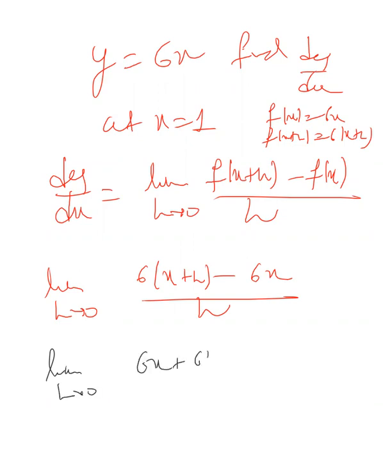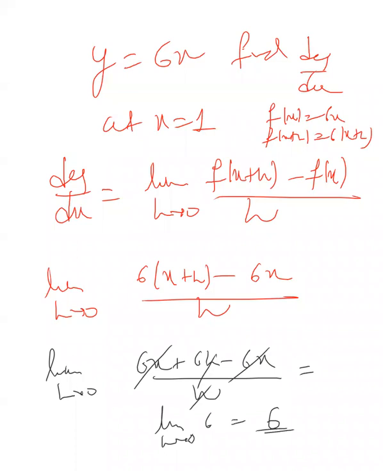6x plus 6h minus 6x upon h. Right. This will get cancelled, and h also will get cancelled. So limit h tends to 0, 6. That is 6. So final answer is 6, irrespective of whatever the value of x. Okay.